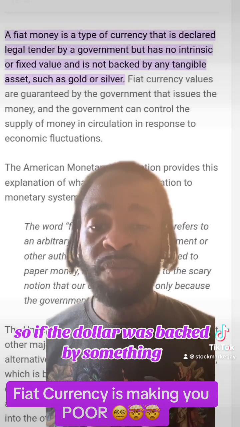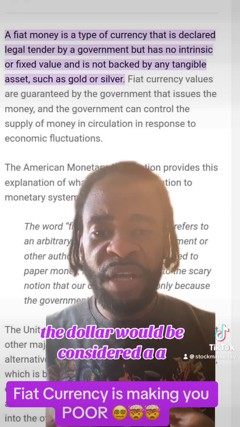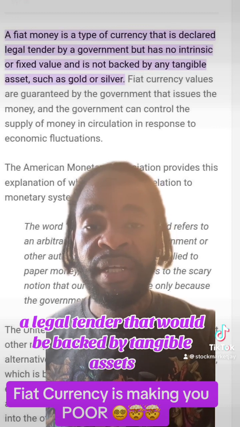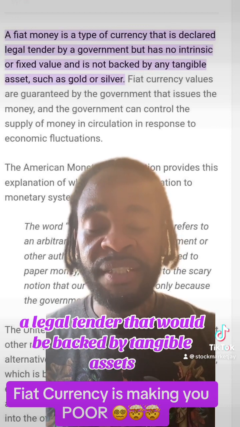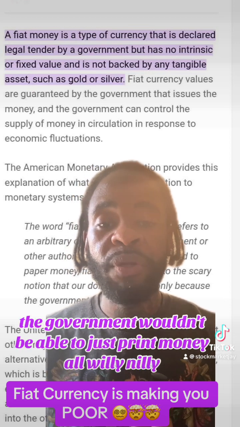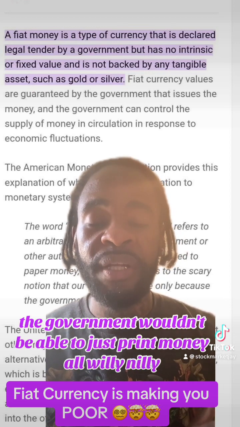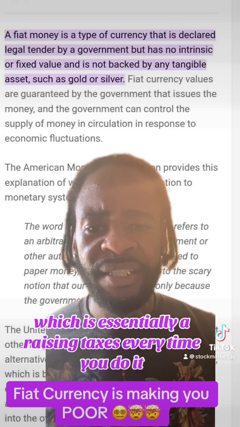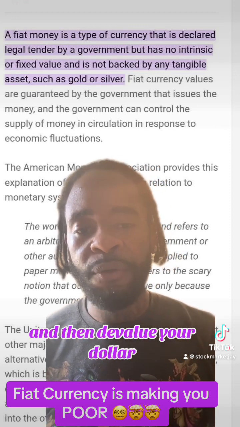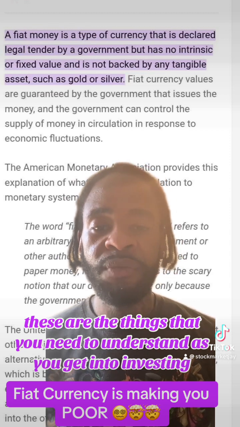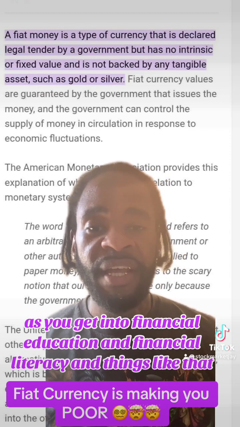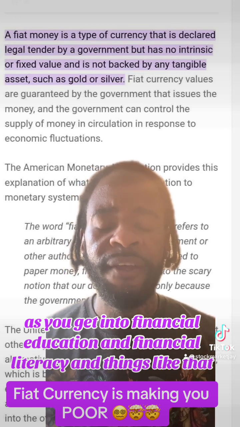So if the dollar was backed by something, the dollar would be considered a legal tender that would be backed by a tangible asset. So in essence, the government wouldn't be able to just print money all willy-nilly, raise the prices of goods and services, which is essentially a raise in taxes every time they do it, and then devalue your dollar. These are the things that you need to understand as you get into investing, as you get into financial education and financial literacy and things like that.